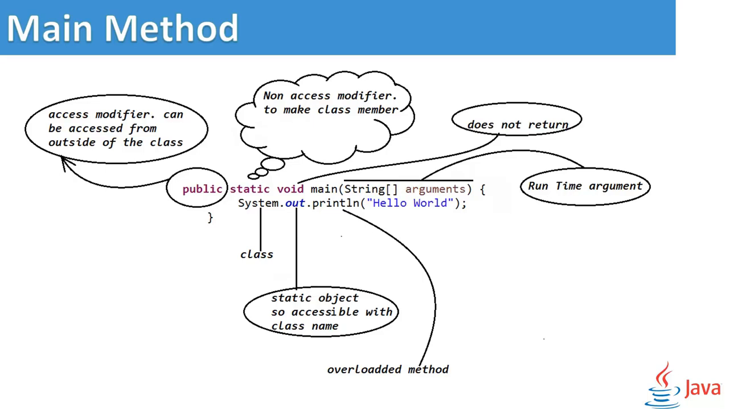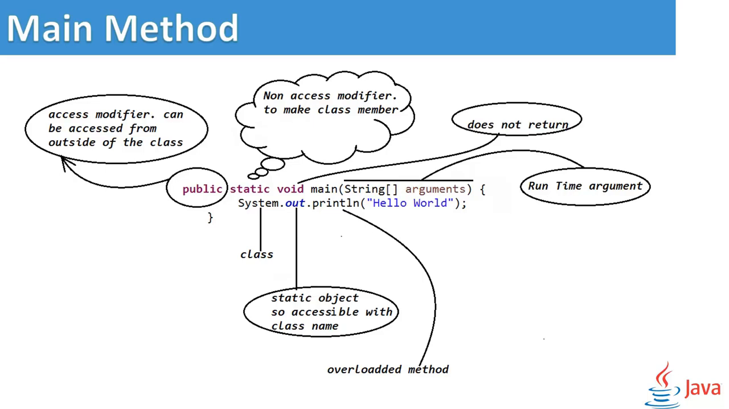Here, public is an access modifier that makes a method accessible from outside of the class. Static is used to create a class member. Those attributes or behaviors that are static can be accessed without creating the object of the class, which means they can be accessed directly with the class name. The void is a return type that shows this method will not return anything.